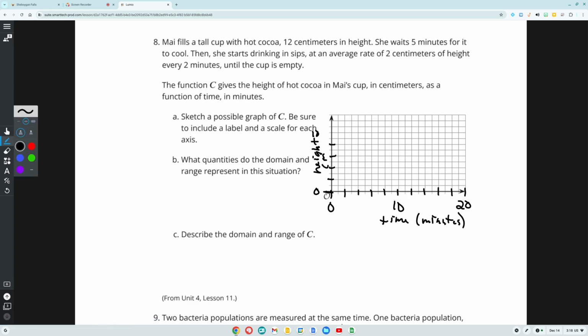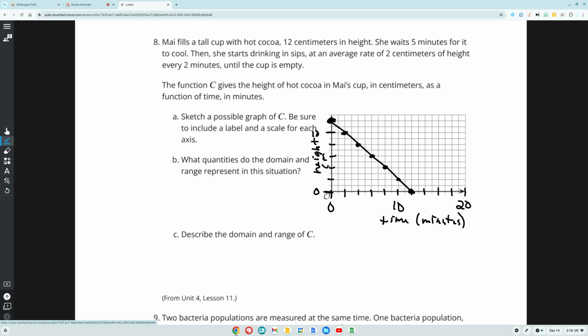There's 10, and here would be 12. So 12 is way up here. There we go, that looks a little bit better. And every 2 minutes we'd be going down 2 centimeters. My graph would look kind of something like this. And there is showing my drinking her hot cocoa.